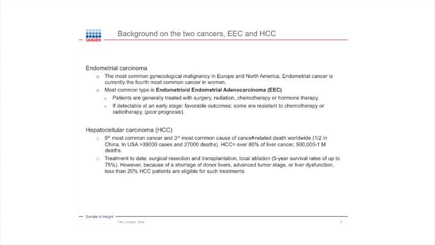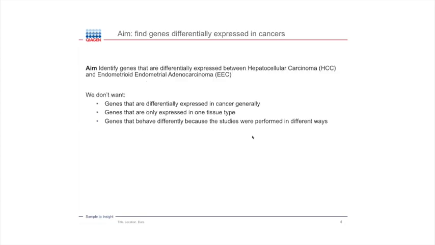So one of them is a liver cancer, of course, and the other one is in the reproductive tract. And my aim today is to show you how to identify genes that are different between these two cancers. So that means that I'm interested in identifying genes that are differentially expressed in one of the cancers or in the other cancer, but I don't just want the common oncogenes that are expressed in both cancers.